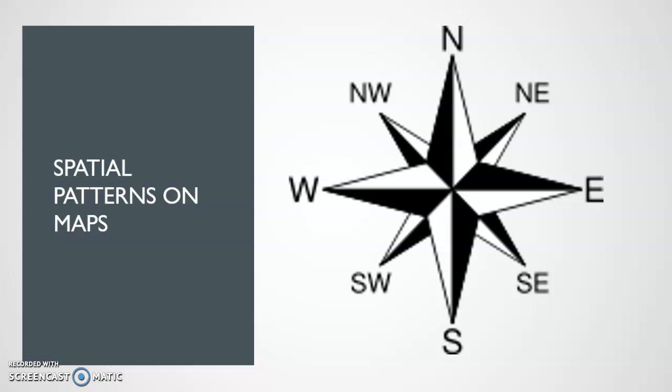So on reference maps, what we're looking at when we're talking about spatial patterns, we want to look at things like absolute direction, as in a straight line between two places. What is the direction? Is it north, south, east, or west? The relative direction, which is to say, is it up and down on the map? Is it to the left or to the right? When we're talking about other things on the map.